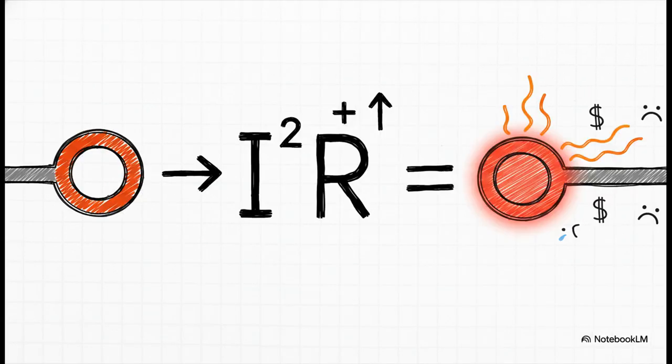And this right here is the fundamental reason why. This little formula, I squared R, basically tells us that the power you lose is directly tied to resistance. So when the skin effect jacks up the effective resistance, that's the R in the equation, the power lost as heat just skyrockets. Energy companies spend billions of dollars trying to minimize this exact loss, and the skin effect is right there, working against them every step of the way.